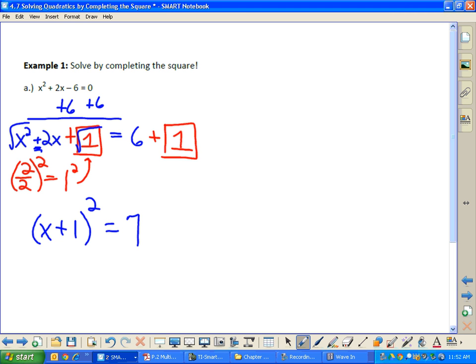Now it's a square root method problem, just like you did last night. So we just square root both sides. So I get plus or minus the square root of 7. Subtract 1 from both sides.